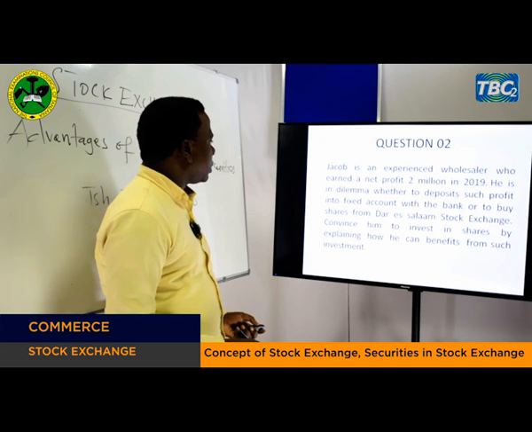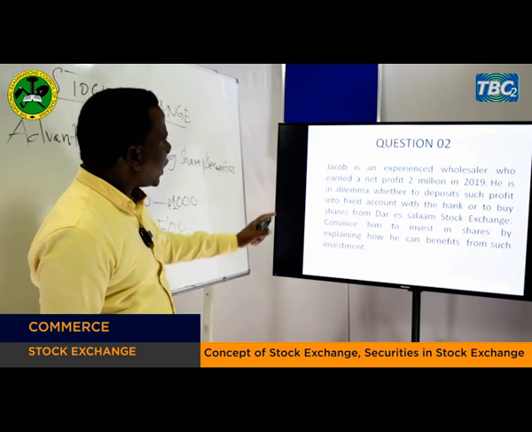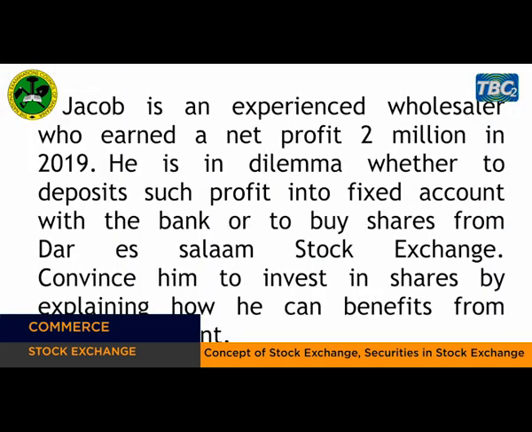Let's have a look at this question. Jack is an experienced wholesaler who earned a net profit of $2 million in 2019. He is in a dilemma whether to deposit such profit into fixed accounts with the bank or to buy shares from the Darasa Stock Exchange. Convince him to invest in shares by explaining how he can benefit from such investments.